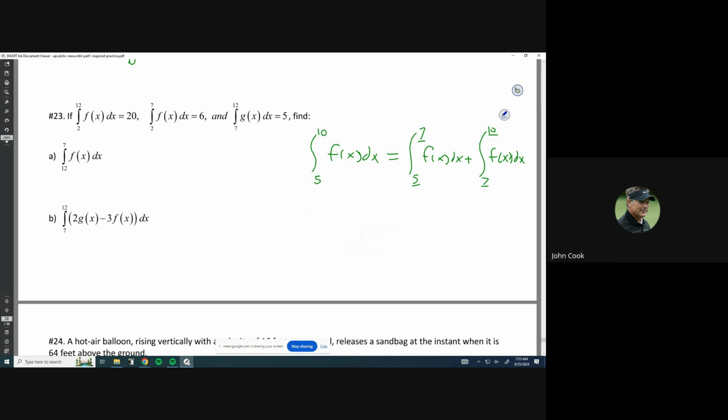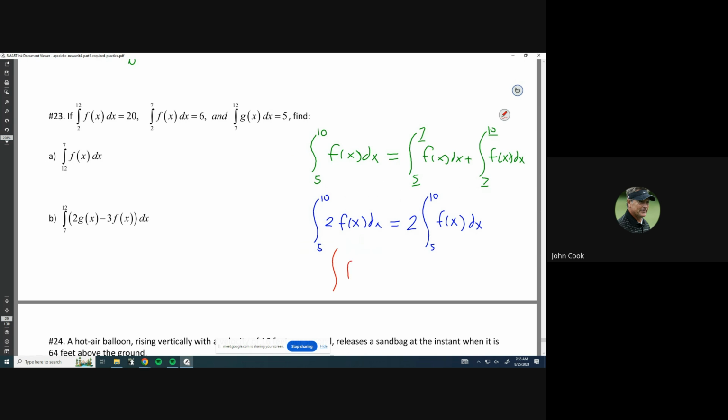Another one to know is multiples of stuff. So if I have the integral of 2 times f of x dx, for some bound, maybe 5 to 10 again, then what I can do is I can just multiply 2 onto that integral. I can move constants out front if I wanted to, including subtraction signs and all that stuff. Any constant multiple you can move out front. And then the last one that I want to know is a really easy one.